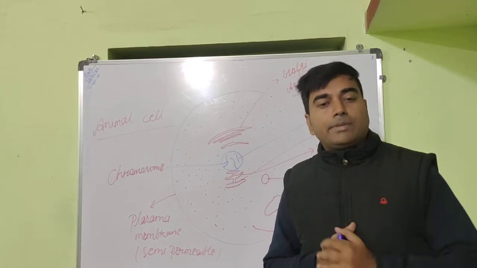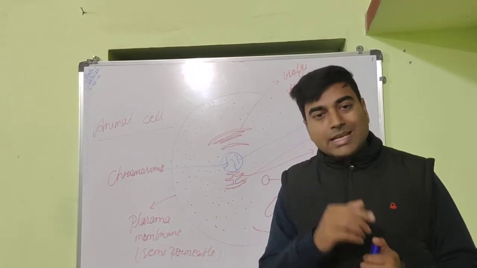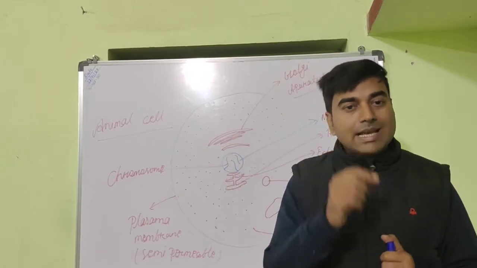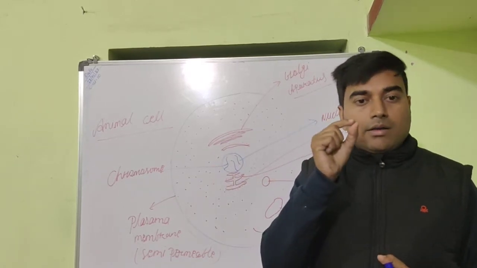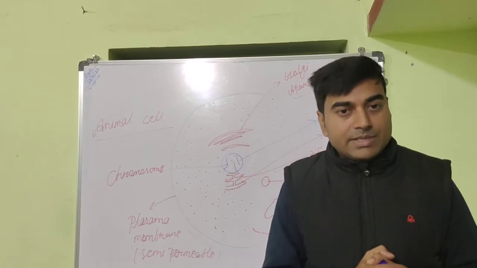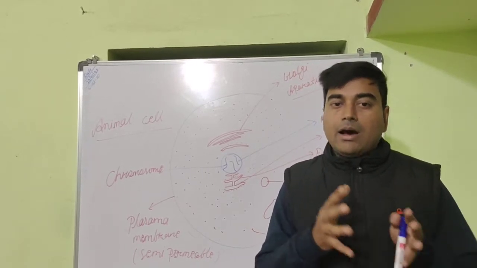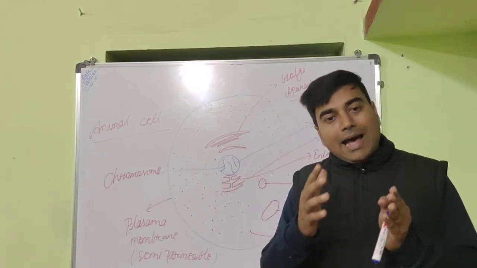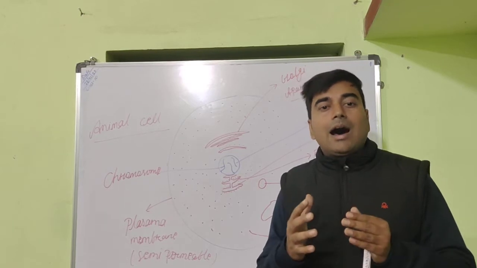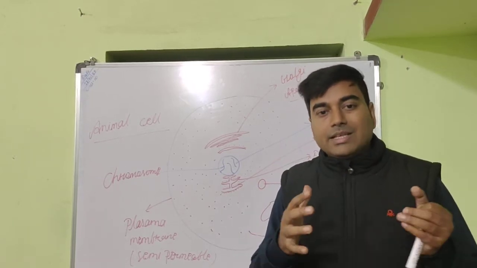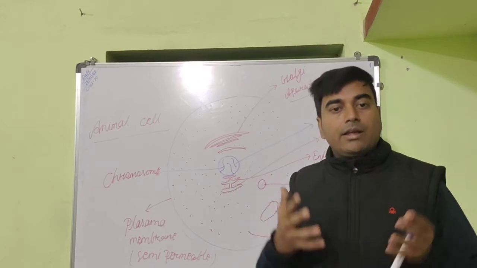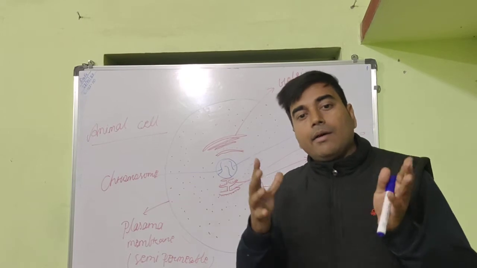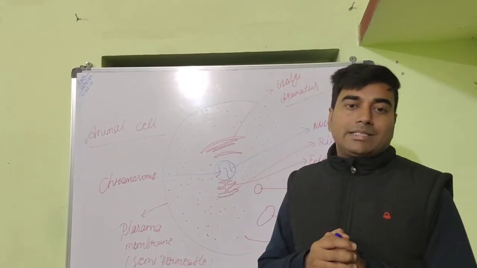Cells are of two types. The first one is unicellular and the second one is multicellular. Coming to the unicellular: unicellular organisms consist of a single cell, and the examples are amoeba, hydra and paramecium. These organisms are unicellular. And multicellular organisms consist of multiple cells. These are animals and plants like tigers, humans, dogs and so on, and many kinds of plants. They come under multicellular.